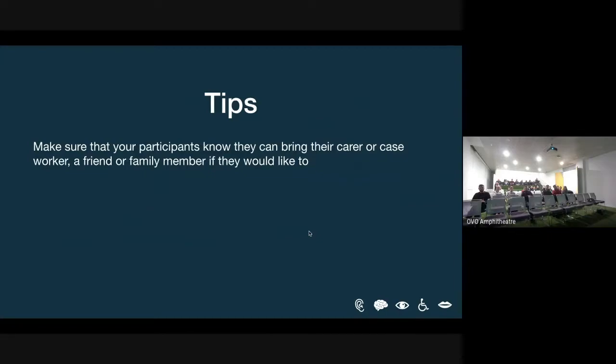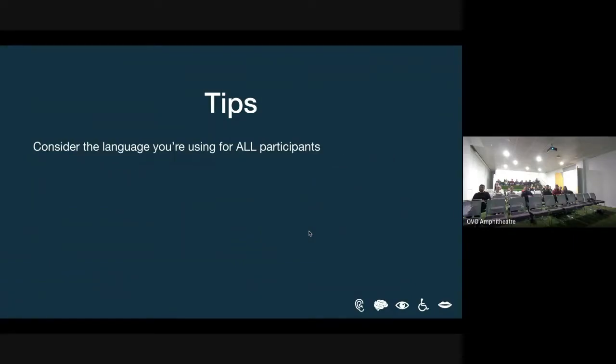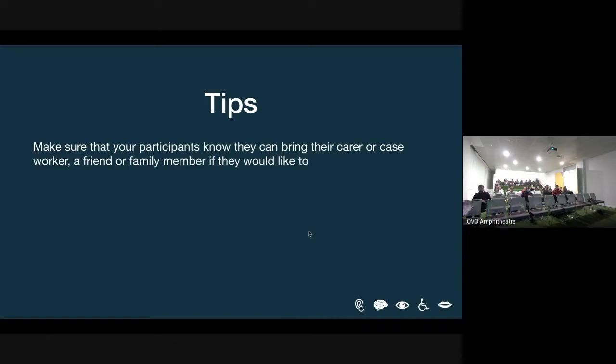Another one, I've experienced this most with young participants, but I've also experienced it with people over 18. Make sure that you tell them that they can bring their carer or caseworker or a family member or friend to make them feel a bit more comfortable. And I think that applies especially when you're talking about sensitive things. That's really important to mention, but frankly, I just say it all the time to anyone.